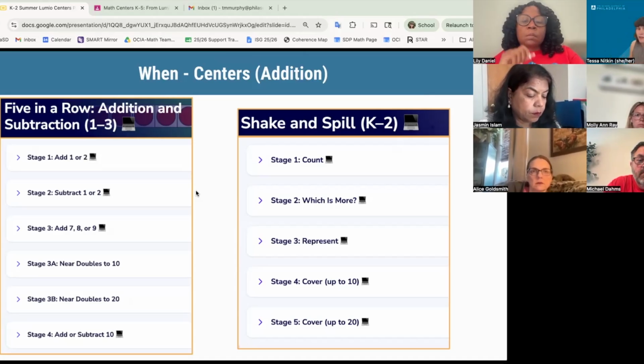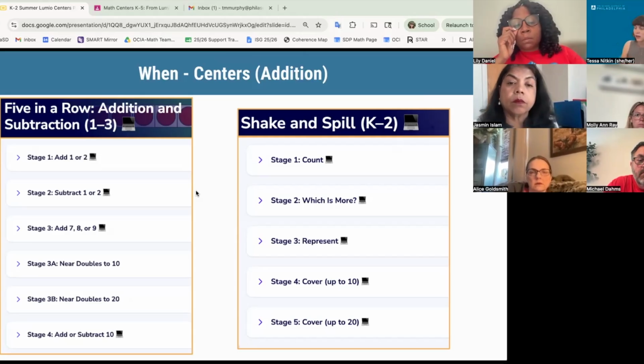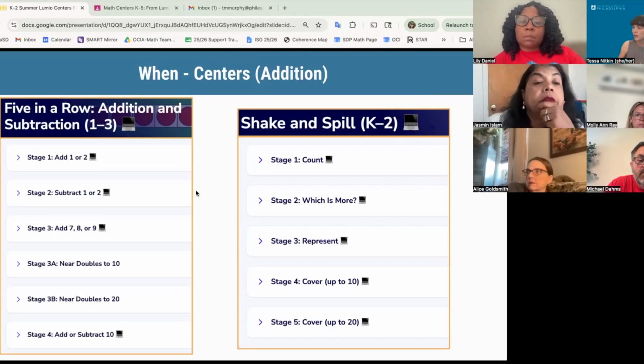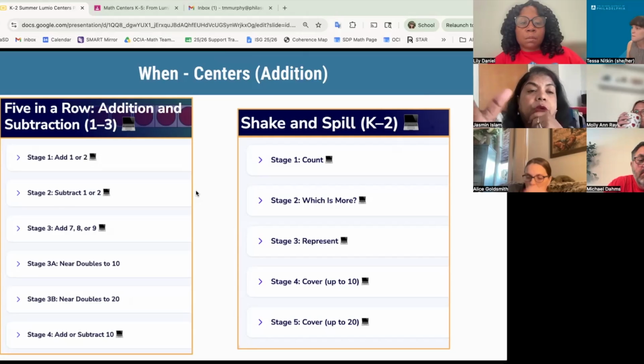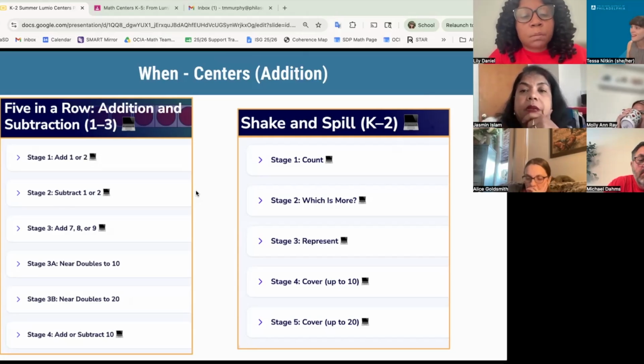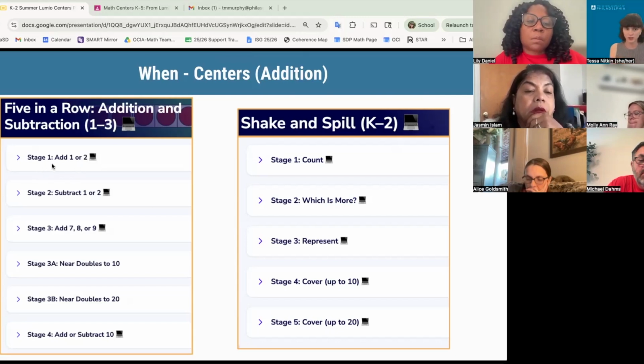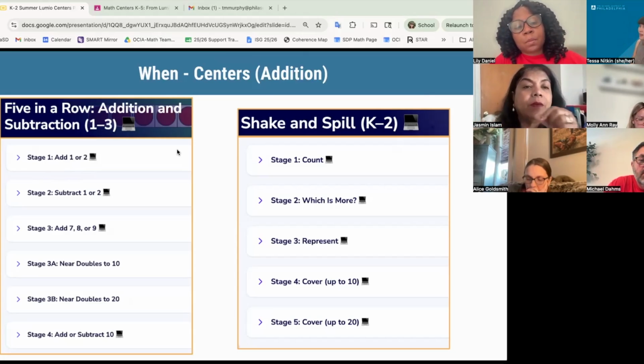Any noticings on the Five in a Row side? What do you notice with the stage titles though? So stage 1 is adding 1 or 2. Jasmine, what are you saying? Yes, we add 1 or 2, then what's the equal? Like we did it here. Like got the number, then we added.